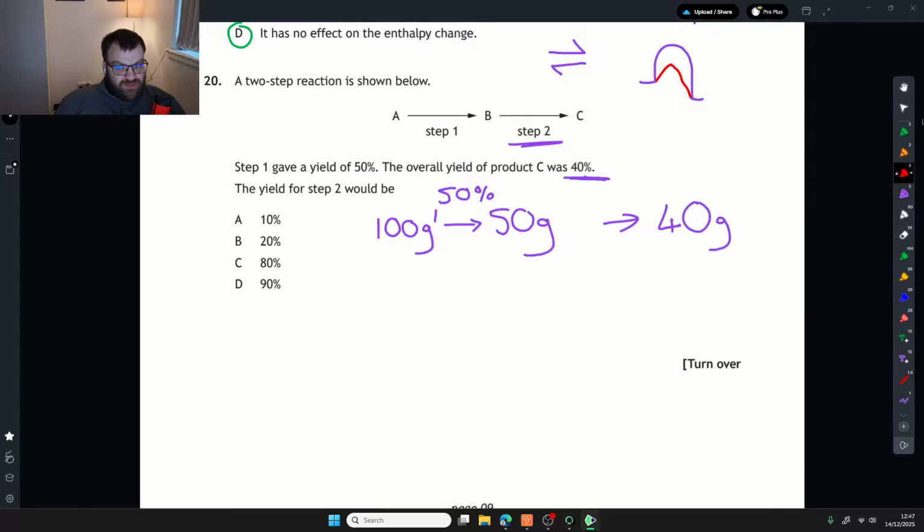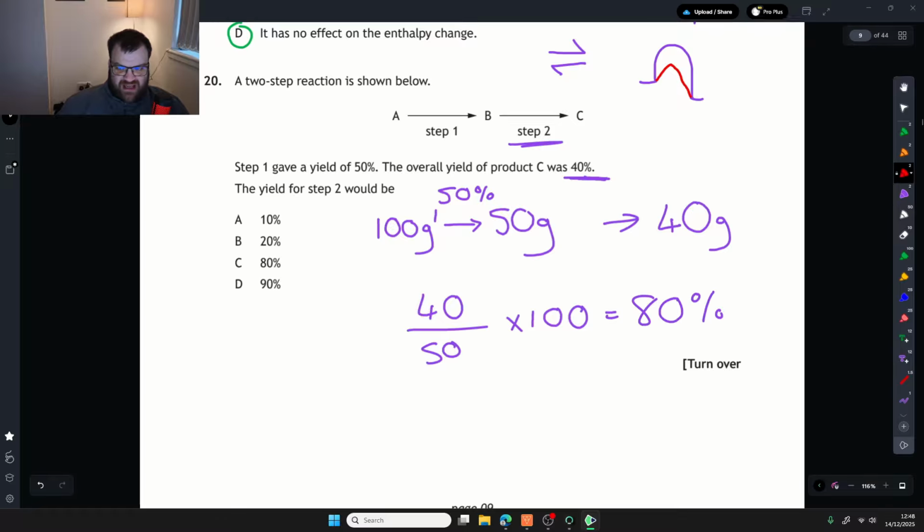So it's a two-step process. We are told what happens in step 1 and the final outcome. What I'm trying to work out now is what percentage of 50 is the 40 grams that we've got left over. If we have 40 grams out of 50 grams times by 100, that makes that an 80% yield. So the correct answer here should have been 80%, because if we take 80% of the leftover from step 1, 80% of 50 is 40 grams.